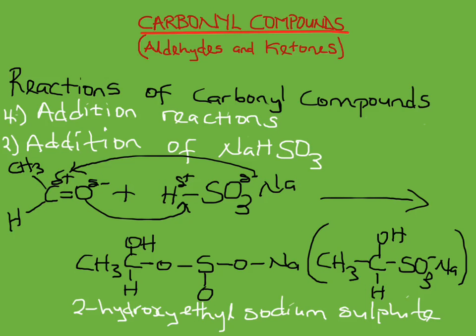In the addition of sodium hydrogen sulfite, they react with excess sodium hydrogen sulfite at room temperature to yield alkyl sodium sulfonate. Aldehydes react more readily than ketones because ketones have two alkyl groups attached to the carbonyl carbon, which reduces the positiveness of the carbonyl carbon atom, that is, steric hindrance.